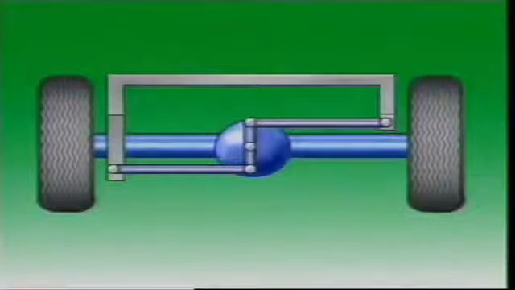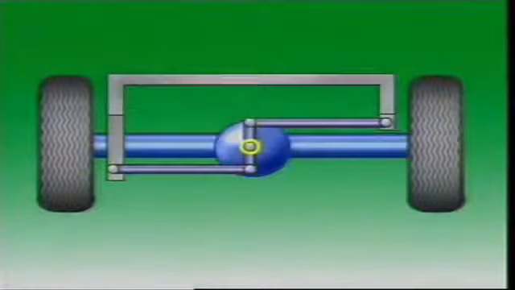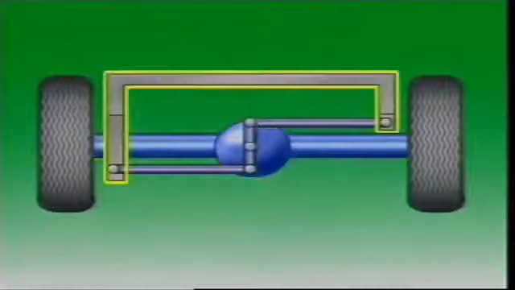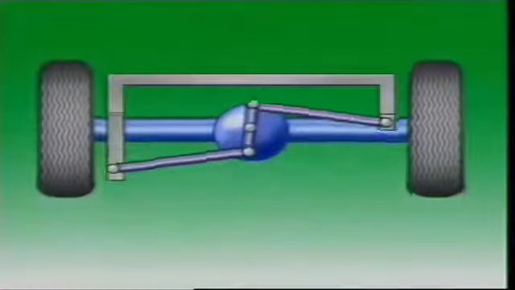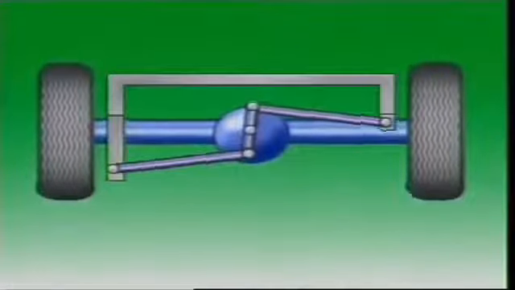The axle may also be located by a Watts linkage. A lever mounted on a pivot near the center of the axle housing is connected by rods to the frame on each side of the vehicle. This maintains the axle in alignment with the frame while still allowing the suspension to move vertically.